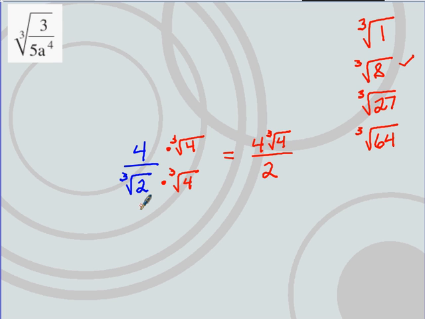And I said it, but I skipped that step, bless you. The bottom is the cube root of 8, which is 2. Nearly done. Reduce. You can't divide a radical by a number, but you can divide a number by a number. There's no pluses, minuses. You don't have to distribute. 4 divided by 2 is 2. So your final answer, 2 times the cube root of 4.